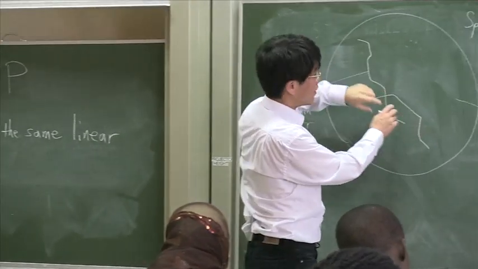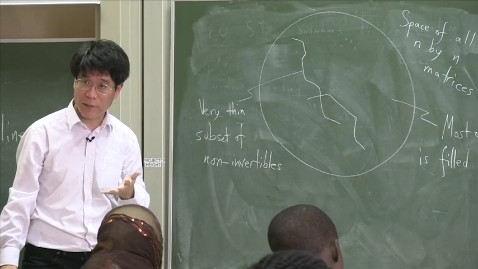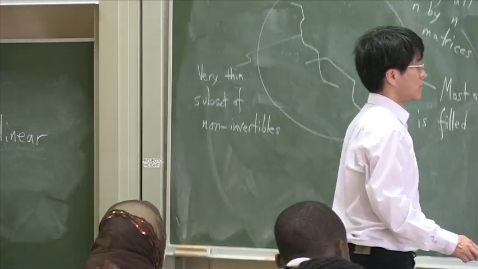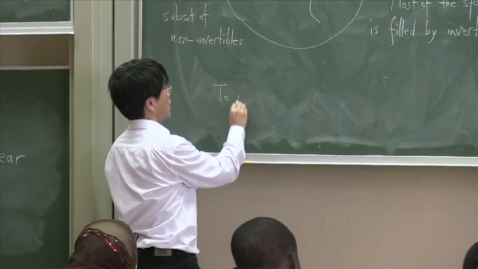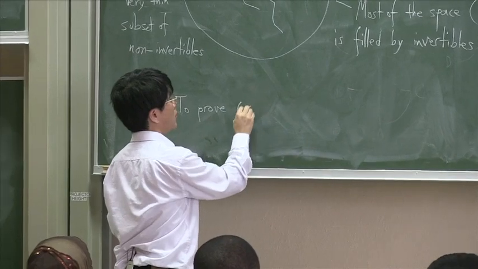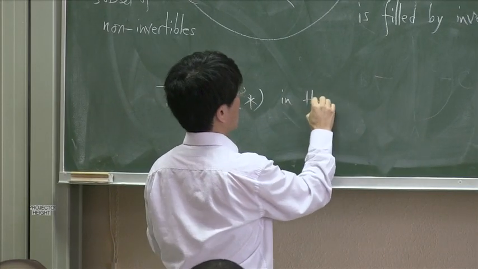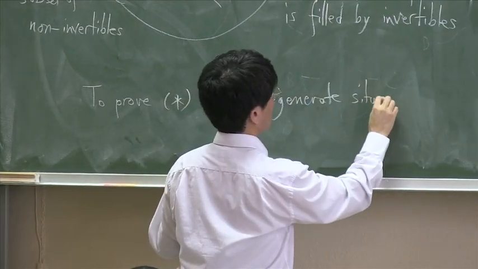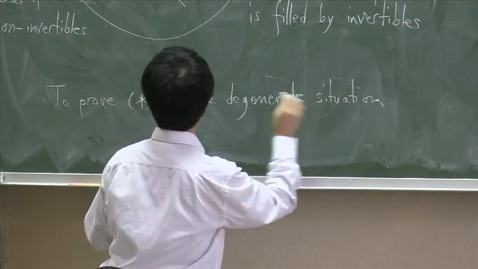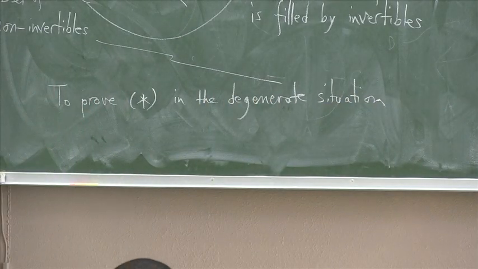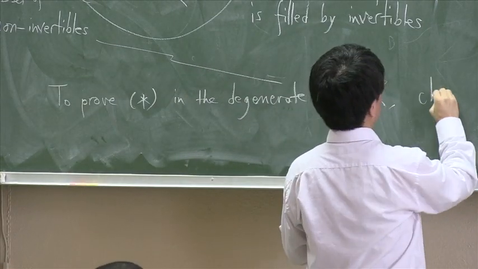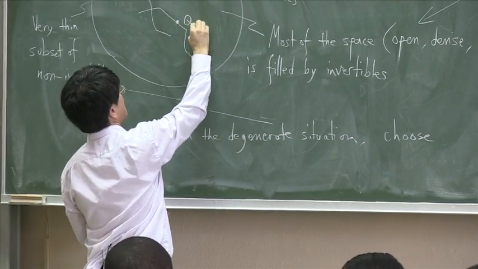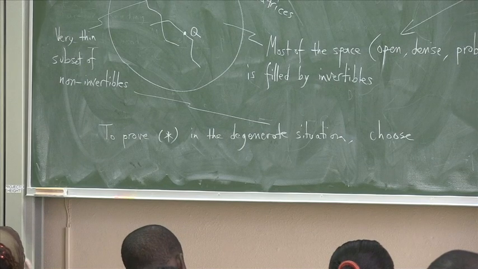But it might happen that you are on a non-invertible to begin with. Q might be non-invertible. In that case, what do we do? Yeah. To prove P star in the degenerate case, degenerate situation, really unlucky situation, so it's this situation, okay. Let's suppose that Q is somewhere here, really unfortunate. Okay?